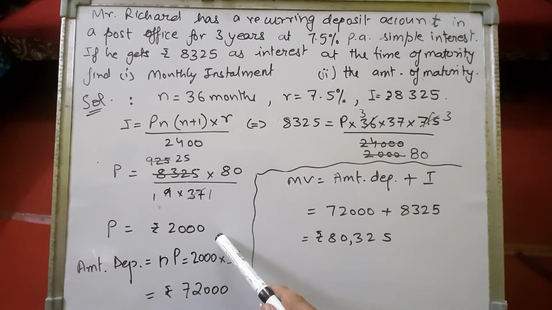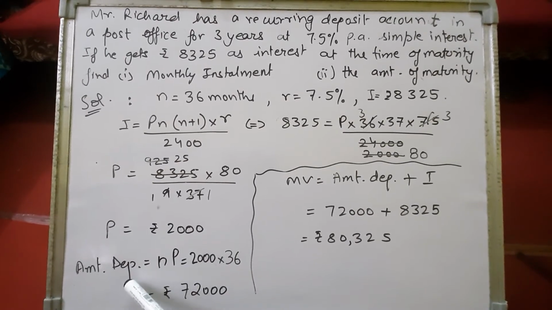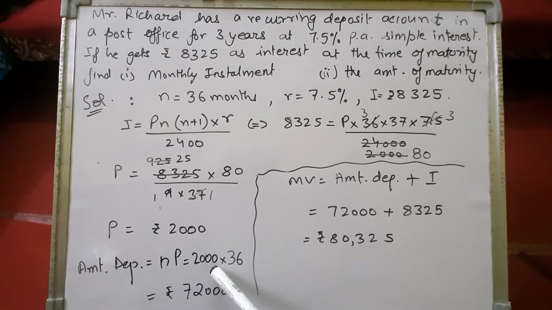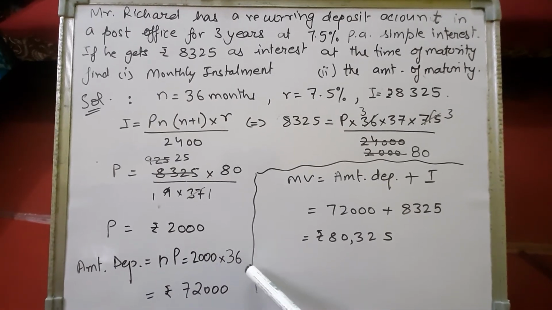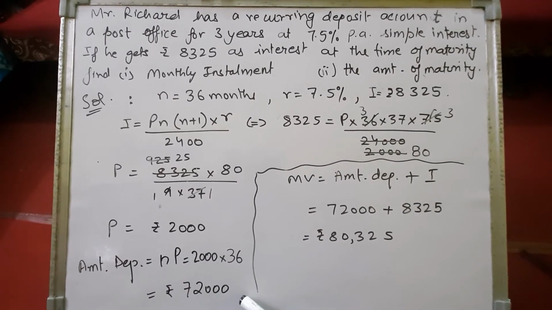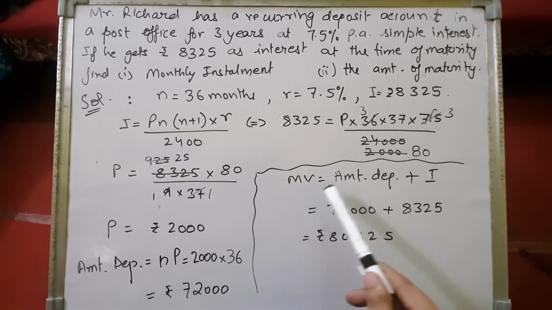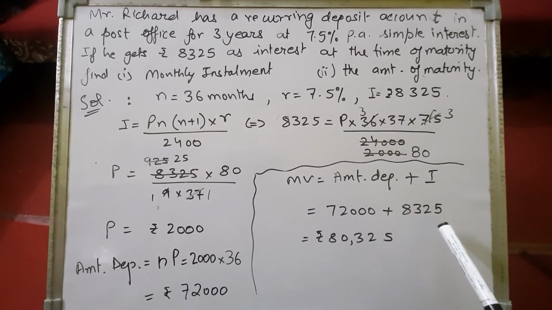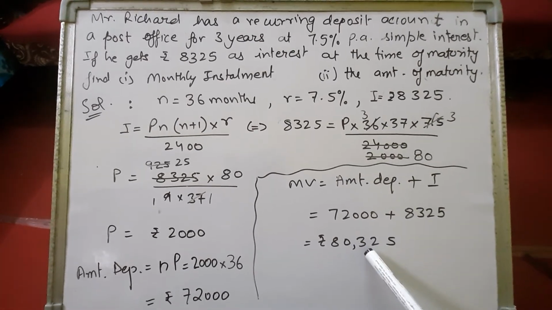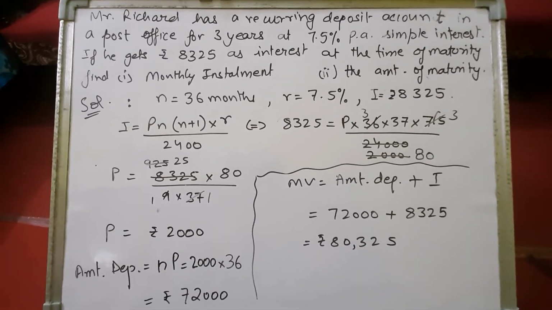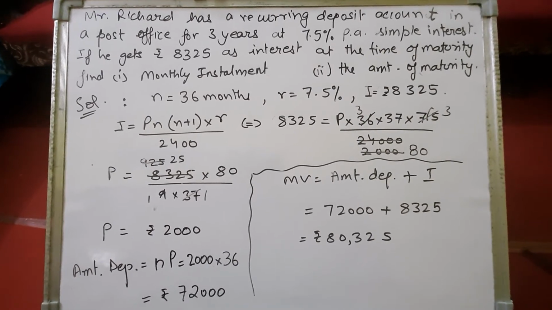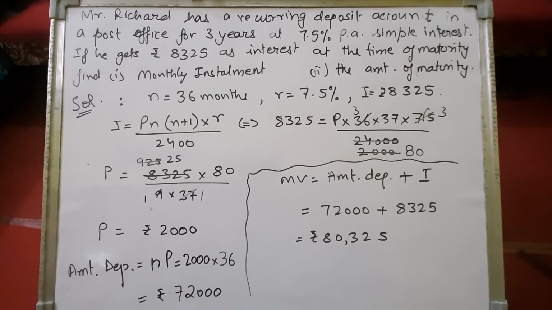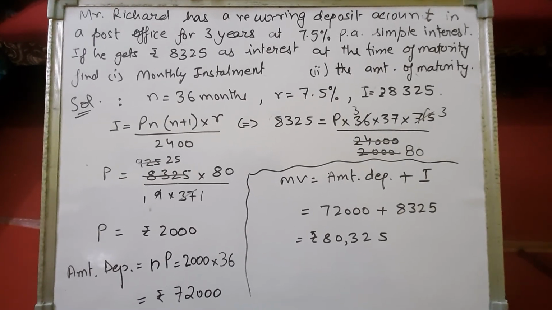Now for calculating the maturity value, we have to calculate the amount deposited, which is nP, by Mr. Richard. So n is 36, P is 2000 which we have calculated. 2000 into 36 is 72,000. So the maturity value is amount deposited plus interest, that is 72,000 plus 8,325 equals 80,325. This is the maturity value which is secured by Mr. Richard after 3 years paying a monthly installment in a recurring deposit account of rupees 2000.